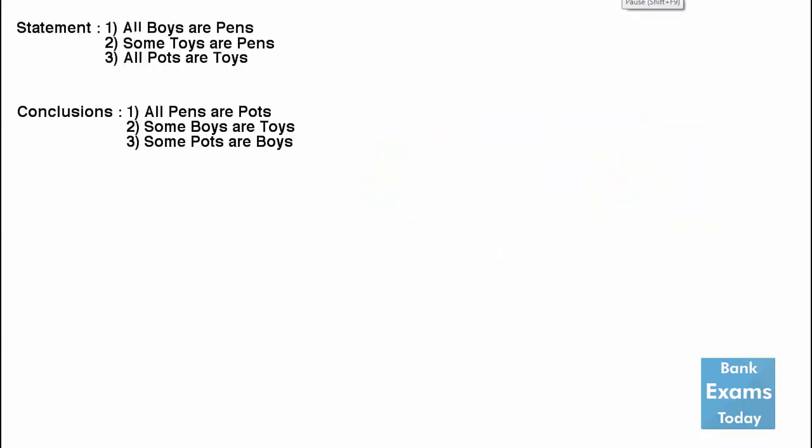Okay, let's do a very simple question. All boys are pens. So there are three statements and three conclusions, and we have to find whether these three statements can help us find these three conclusions. So let's start with the first statement, that is all boys are pens. So let's draw a circle for this.